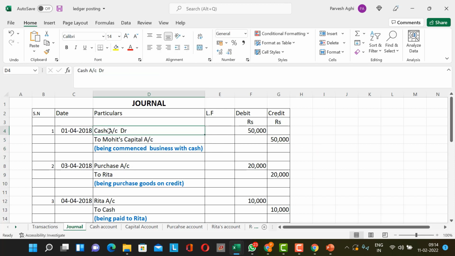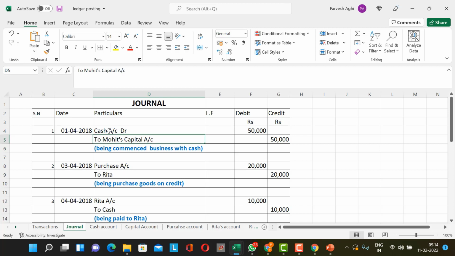So is this transaction clear? Why are you debiting cash? Anyone? Yes, sir, because cash is coming in. So debit what comes in, credit what goes out. Debit what comes in is the first rule which applies to the real account. So cash is the real account, so we are debiting the cash account. Okay.